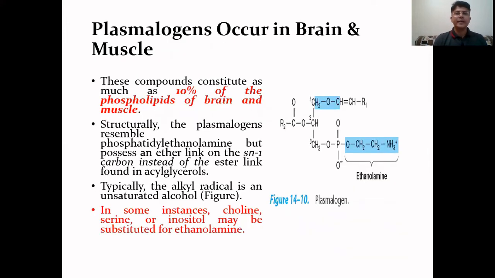Plasmalogens occur in brain and muscles. These compounds constitute as much as 10% of the phospholipids of brain and muscle. Structurally, the plasmalogens resemble phosphatidylethanolamine but possess an ether link on the SN1 carbon, instead of the ester link which is found in the acylglycerols. Typically, the alkyl radical is an unsaturated alcohol, and in some instances, choline, serine, or inositol may be present instead of ethanolamine. So these are the plasmalogens.